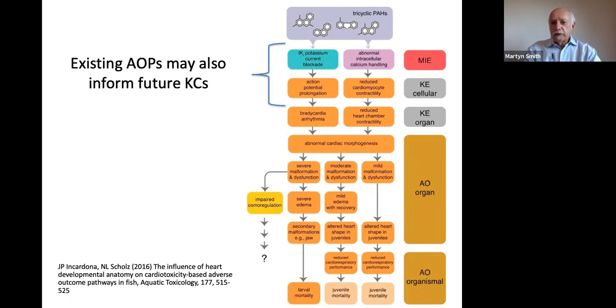We're currently doing the key characteristics of cardiotoxicants with a group of about 18 people, and two of the things that come up in an AOP are abnormal intracellular calcium handling and altered potassium currents, potassium ion channels. These are both likely to be key characteristics of cardiotoxicants.